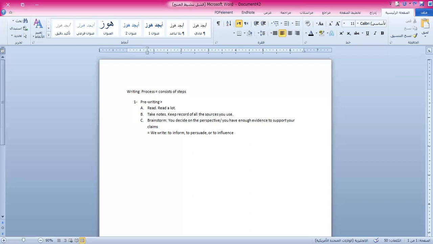And then you brainstorm, then you decide on the perspective, the main ideas, the main points, and you need to make sure that you have enough evidence to support your claims. And remember, we write to inform, persuade, or to influence. Either way, you're going to need to support your claims with evidence.